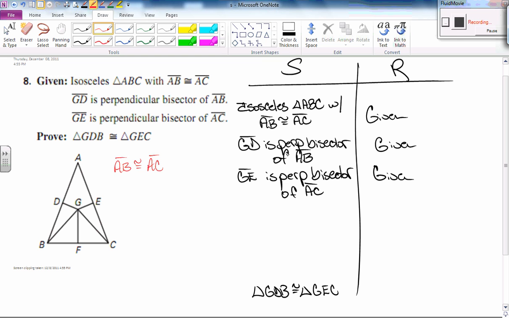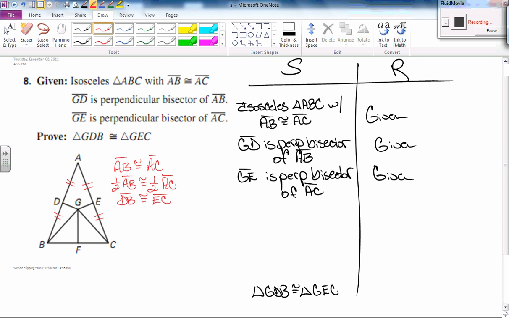Now if you look over here, it says that GD is the perpendicular bisector of AB, so that's going to cut this in half. And it says that GE is a perpendicular bisector of AC, so that's going to cut this in half. In all actuality, we can put 2 marks on all of these because all 4 of these are congruent, because if AB is congruent to AC, then 1/2 of AB is congruent or equal to 1/2 of AC. And 1/2 of AB could be DB, and 1/2 of AC could be EC.